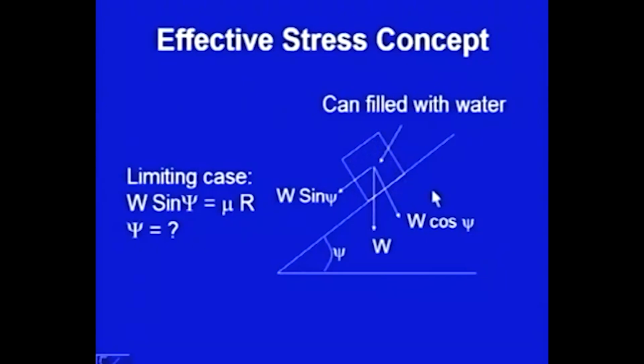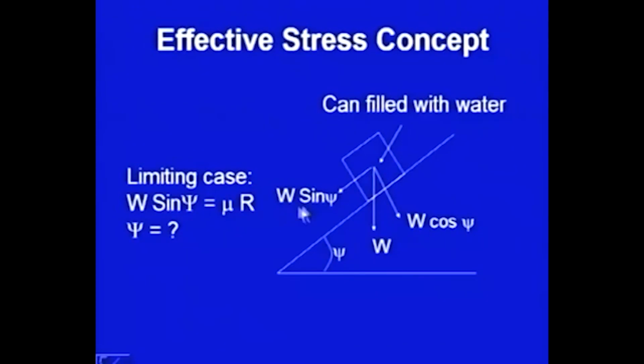So, how are we going to solve it? We know the weight of the can, which is filled with water. The weight is acting in the vertical direction. One component of this force will act normal to the surface, another component will act parallel to the surface. This normal component gives the reaction R, which you have studied in high school, and from that R, the limiting value of the frictional force mu R is going to develop in the direction opposite to the sliding direction.